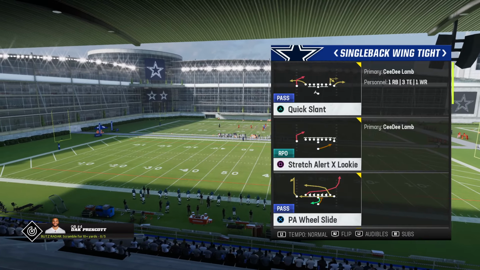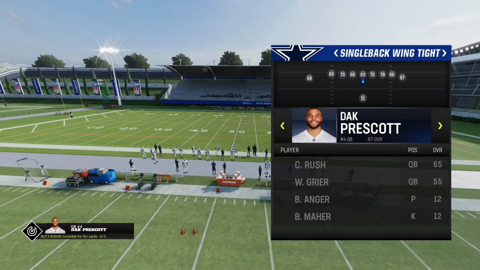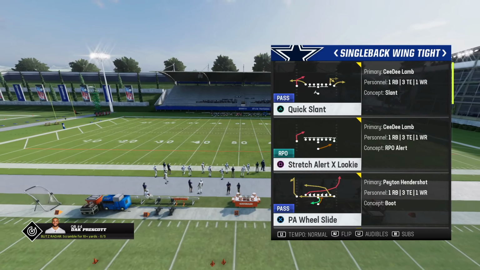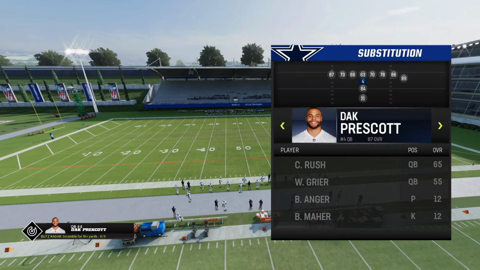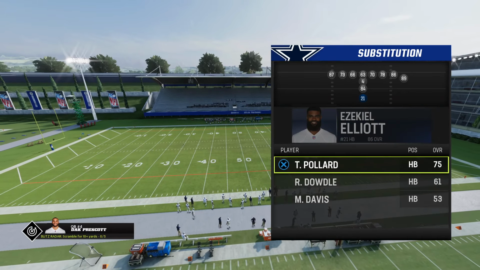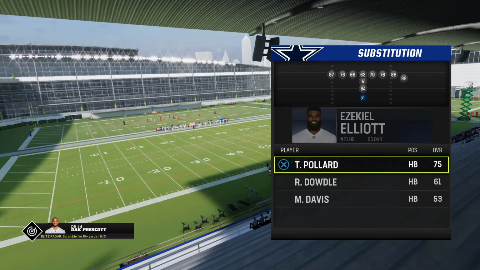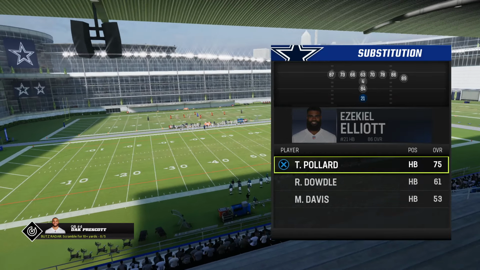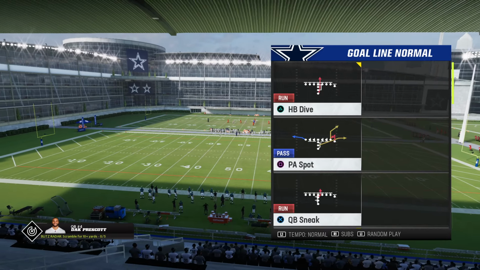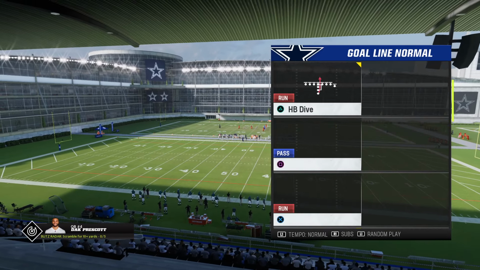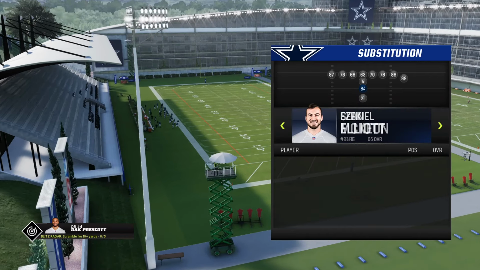A lot of people don't know about this, but you can actually sub on a player. So let's say you're in a third down and one situation, and you want a power back on. Let's just act like Tony Pollard is Derrick Henry right here. You're not going to have Ezekiel Elliott on when it's Derrick Henry time. We're going to have Derrick Henry out and we're going to sub him on.